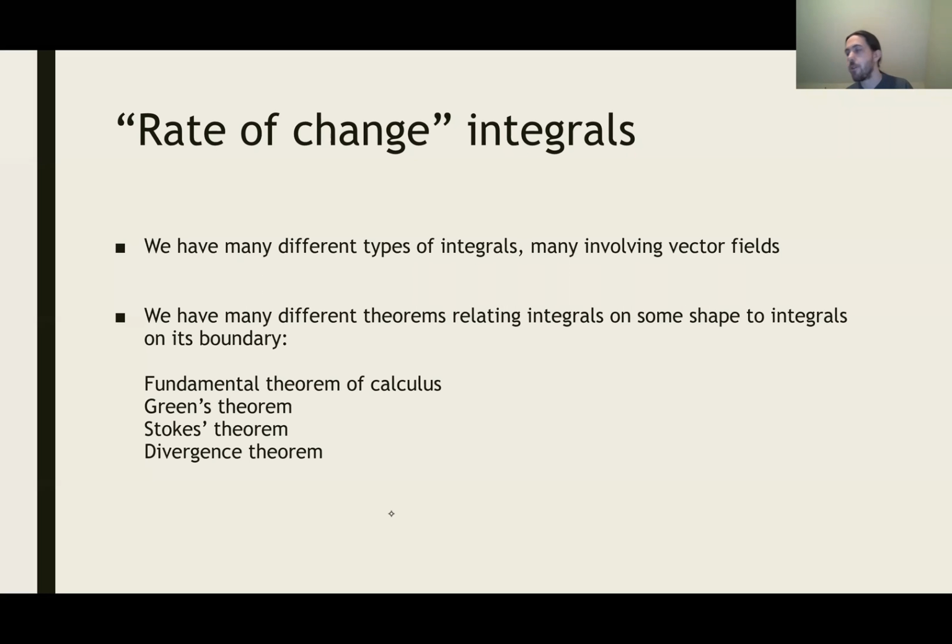Finally, I want to talk about these formulas for other types of integrals. Integrals like line integrals, flux integrals, and the change of variables formula. So we had integrals involving vector fields, and we had a lot of different theorems saying that, hey, if we do some integral on the inside of a region, that's the same thing as doing some other type of integral on the boundary of a region.